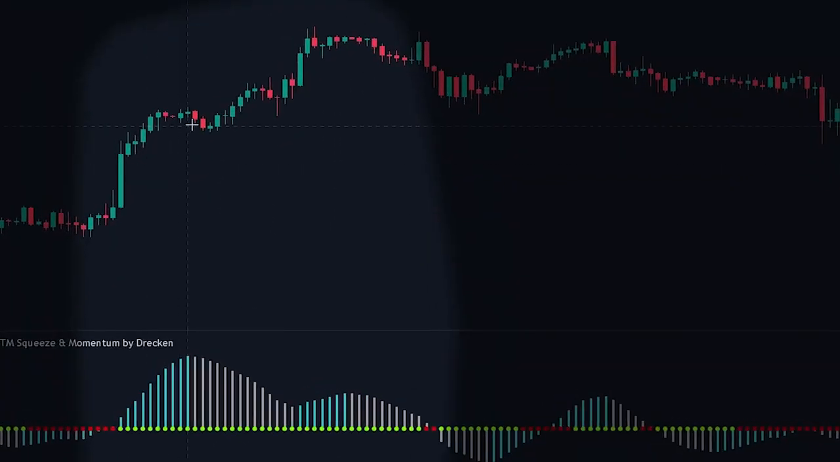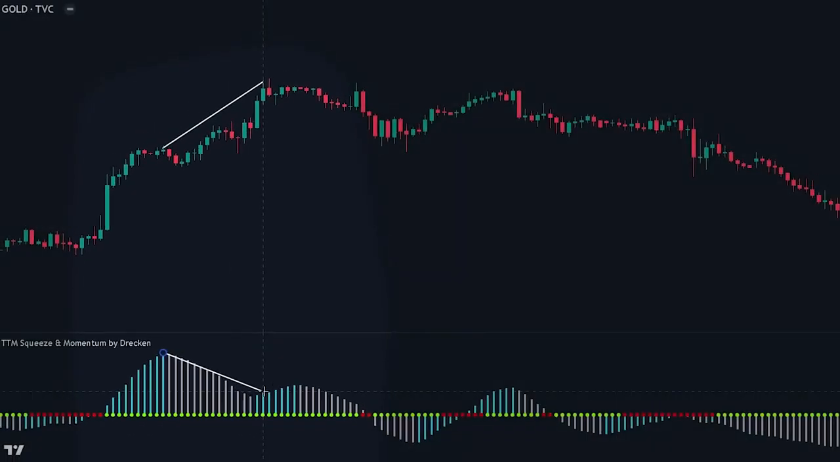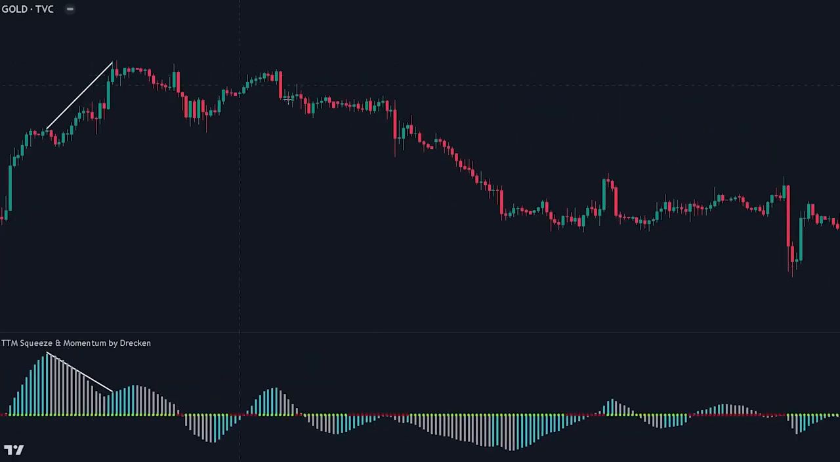If we draw a line on both the price action and the histogram, we can see a clear bearish divergence because of the lower highs that are being made on the histogram and the higher highs that are being made on the price action. This resulted in the price action making a bearish reversal.